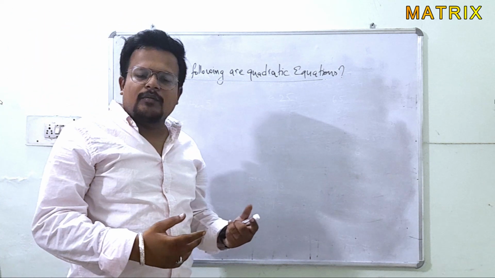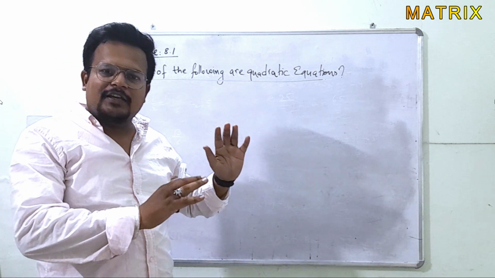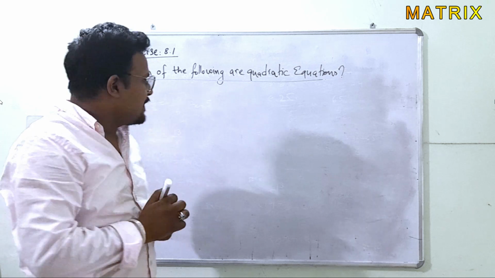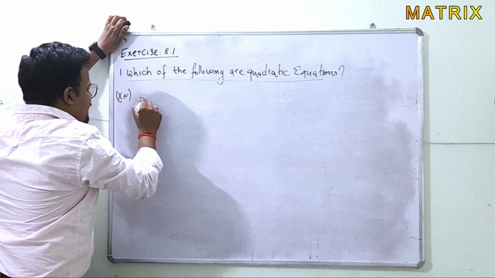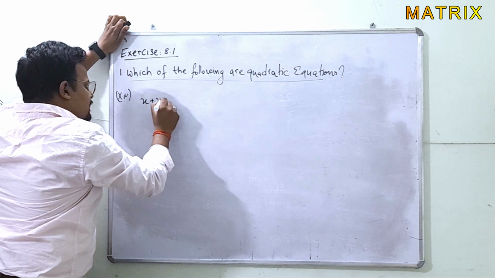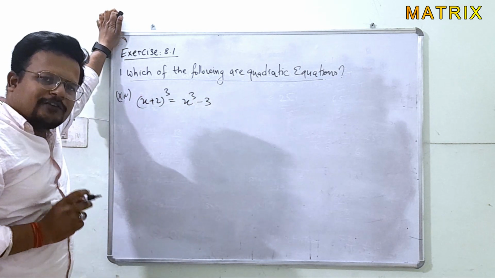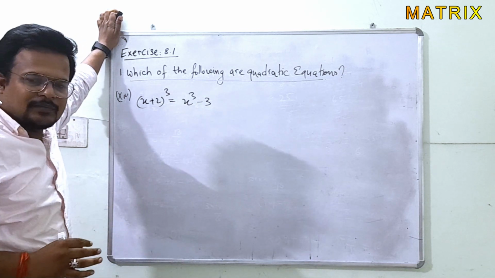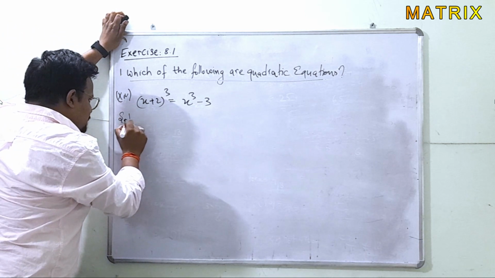Now we will take one more case in which you will see that the power is given as 3 or 4, or not equal to 2, but that will be a quadratic equation. That's a special case. For example, I take this example as (x plus 2) raised to power 3 equal to x cube minus 3. By the first look, you can see the power in both cases is 3, so you can say this is not a quadratic equation. So let's see whether it is a quadratic equation or not.